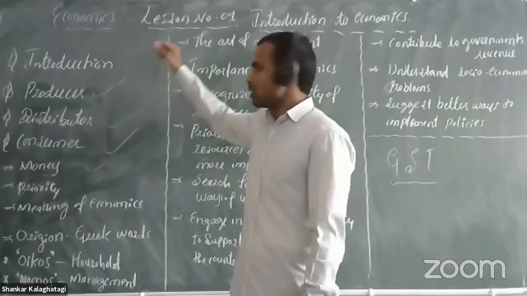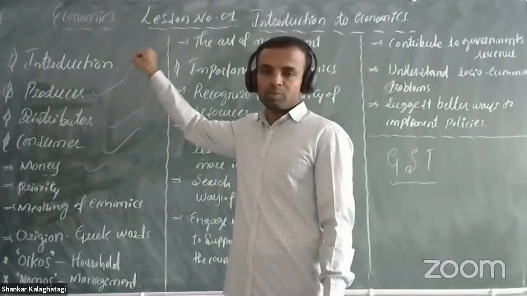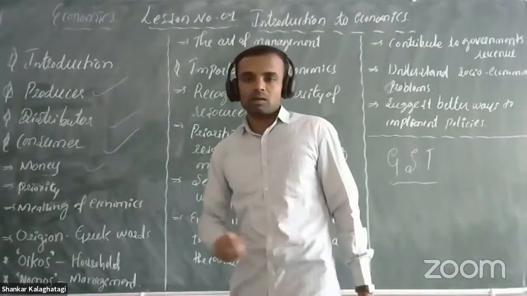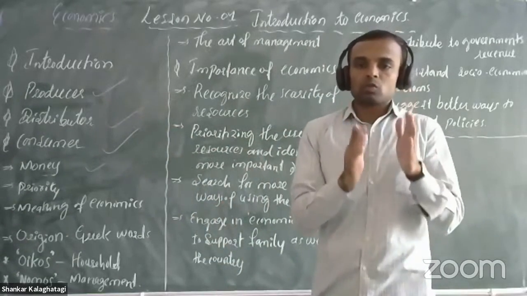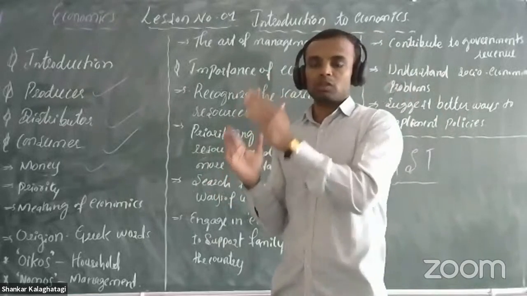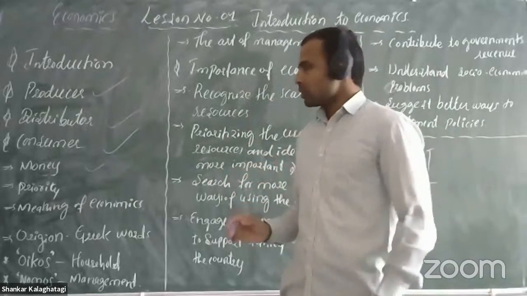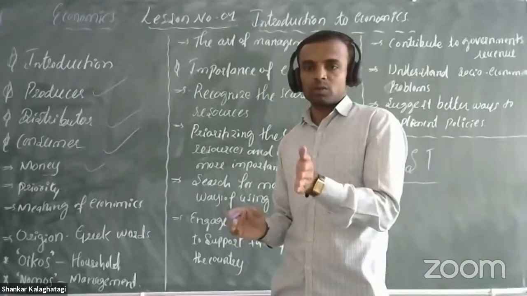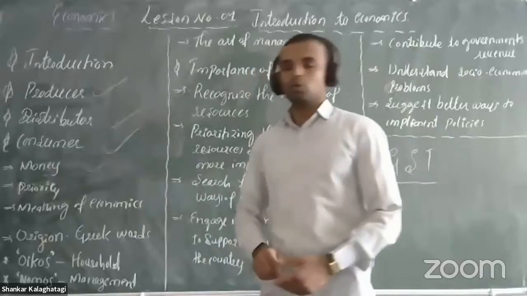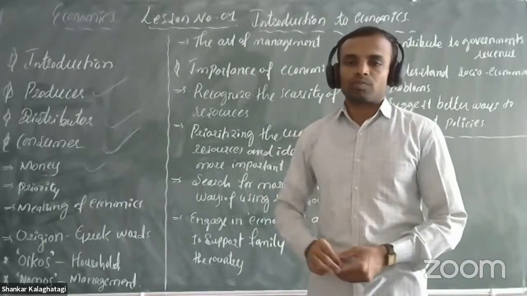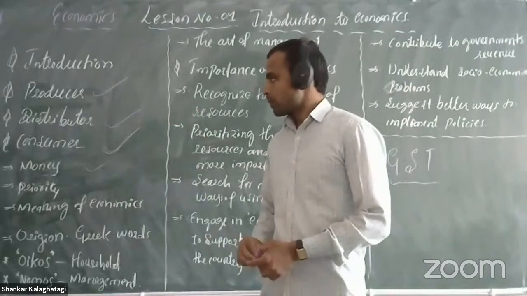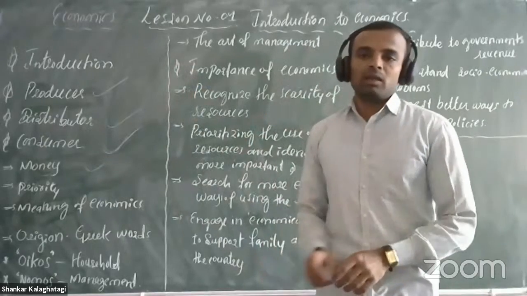The people who produce goods and services are called a producer or a manufacturer. Second, distributor: the people who purchase goods from the manufacturer and sell them to the consumer are called distributors, or the people who provide goods and services to the consumers. And the people who use or consume those goods and services are called consumers.